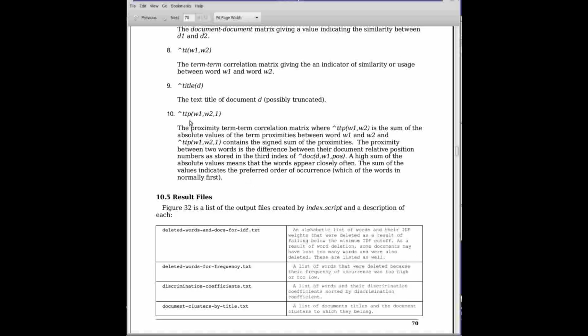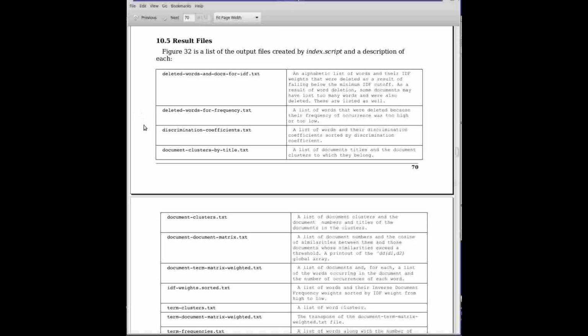The TTP is basically the term matrix, but it has an additional level beneath it, which gives us the summation of the proximity information. So if I have some word A and some word B, stored at the third level, which always has this constant 1, will be the score of the proximity calculation. Do they occur frequently close together, and do they occur in the same order frequently? So that information is stored. There's only ever one level deeper.